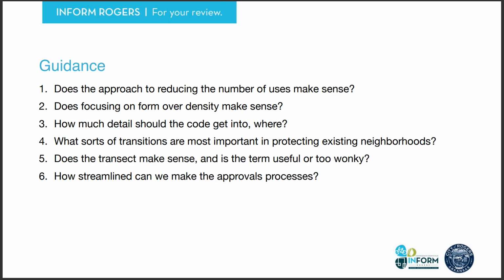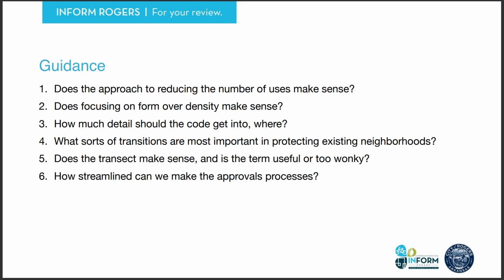And in this, at the end, we'll ask for guidance in our discussions. There are a number of things that I spoke about here. The approach to focusing less on use and reducing the number of uses. Does that make sense? Focusing on form over density as a predictor of outcomes. Does that make sense? How much detail should the code get into and where?